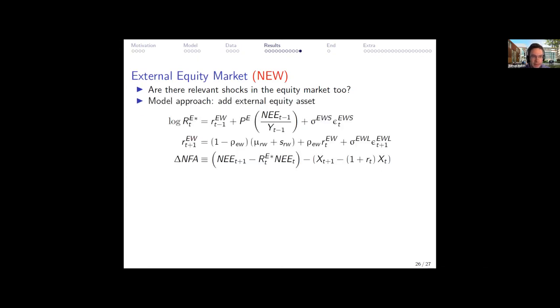In the model, we add an external equity asset for the household to invest in, and you can think about it like a world equity ETF. The key difference compared to the external debt is that this world ETF is exposed to two different shocks. There's a shock to the contemporaneous return of the ETF, as well as a shock to the expected return of the ETF. We can measure the returns and estimate the parameters in these equations using data on external equity positions and returns to the world and country equity indexes.